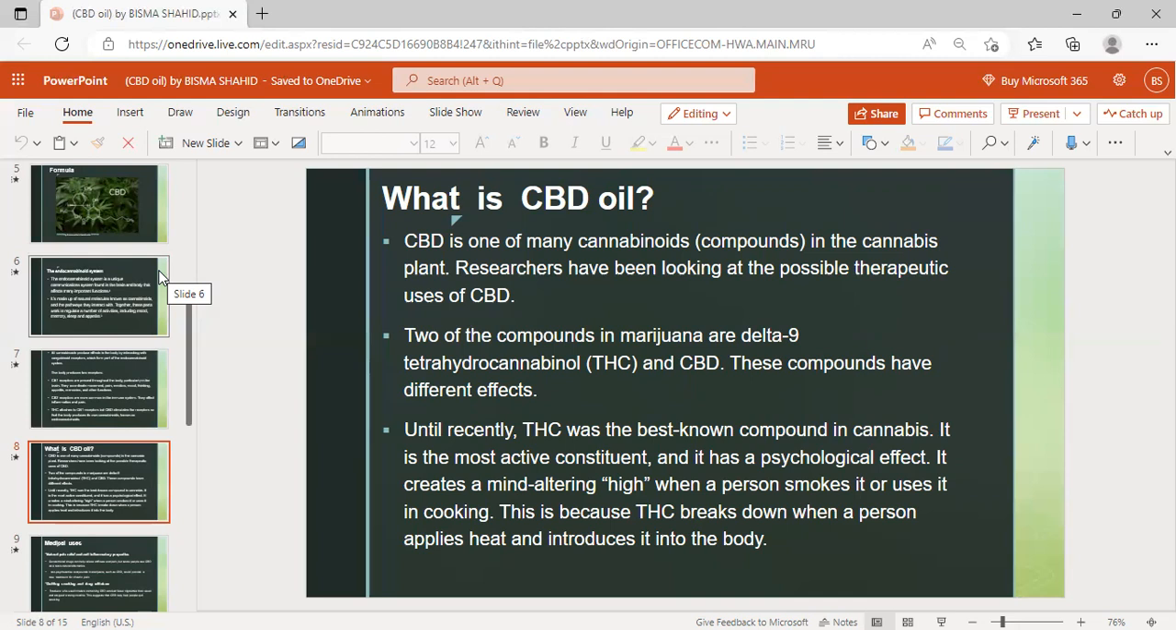Until recently, THC was the best known compound in cannabis. It is the most active constituent and it has a psychological effect. It creates a mind-altering high when a person smokes it or uses it in cooking. This is because THC breaks down when a person applies heat and introduces it into the body.